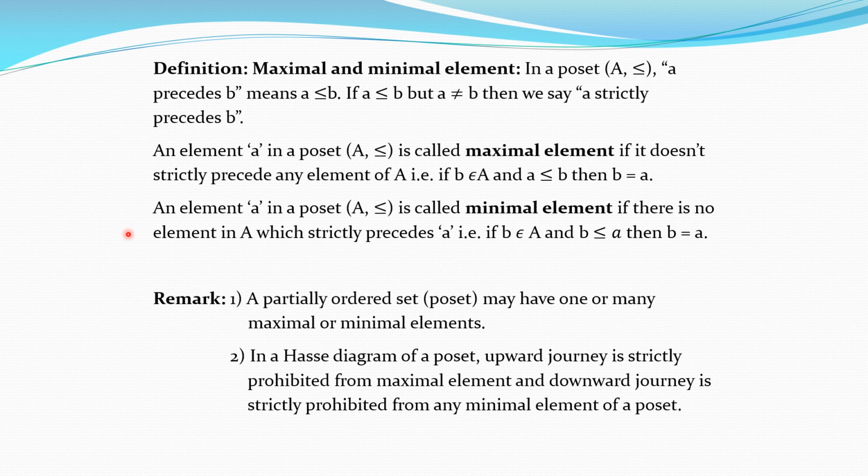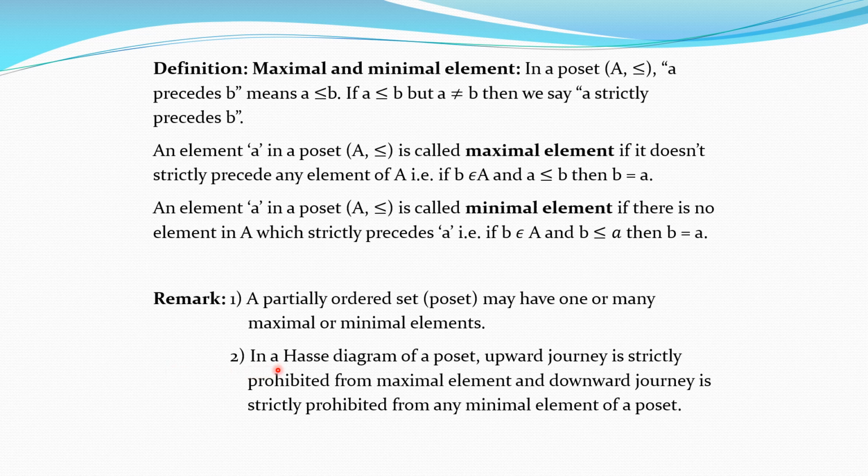Now, what is a minimal element? An element A in a poset is called a minimal element if there is no element in A which strictly precedes A. That means if B is an element of A which precedes A, then in that case B must be equal to A. Now see the remarks. A partially ordered set may have one or many maximal or minimal elements. So a maximal element can be one or more than one also, if it exists.